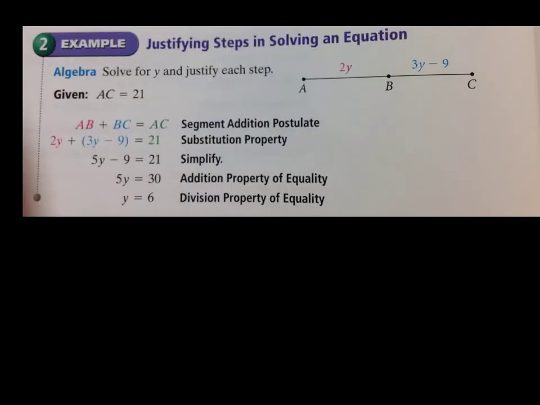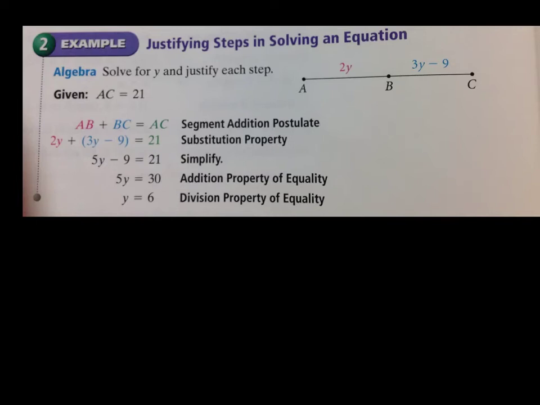Now let's look at example 2. First it says we need to solve for y and justify each step, and it tells us that the length of the entire segment is 21. So hopefully you know that the segment addition postulate tells you the 2 small segments add up to the big segment. So you're going to start with AB plus BC equaling AC. Again, that's by the segment addition postulate.